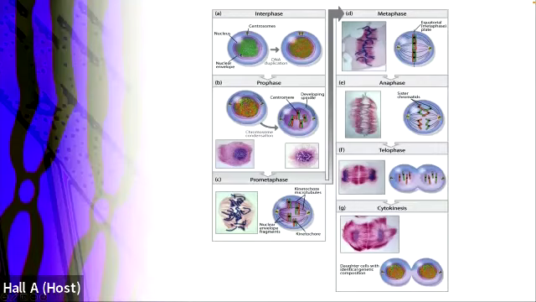And if you notice, we have spindle fibers that are attaching to the centromere region of the chromosomes and will be pulling the sister chromatids apart as the cell traverses from metaphase to anaphase. This is an important concept for us to consider.